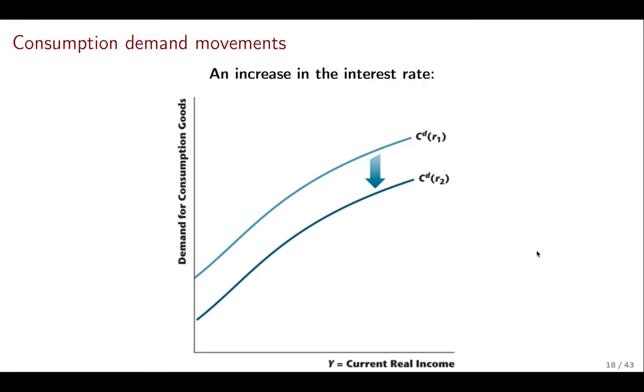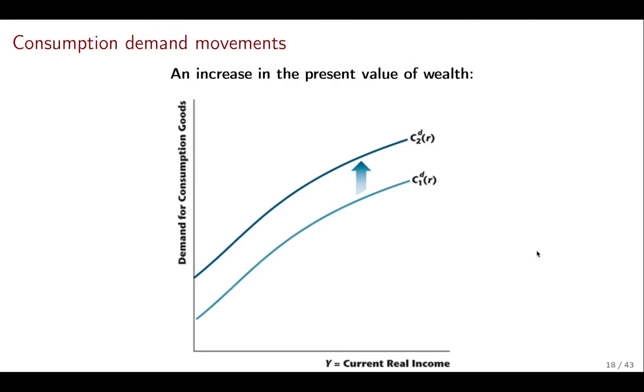Something else that can shift the whole curve is an increase in the present value of wealth. This again is going to be because perhaps in the future firms are going to be more productive, and so they're going to give you more profits. That's going to imply a wealth effect that's going to increase consumption for any level of income today.